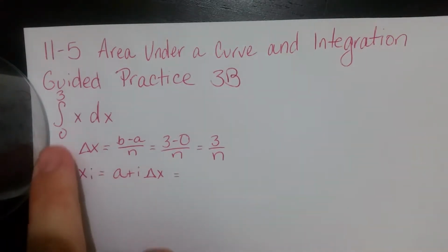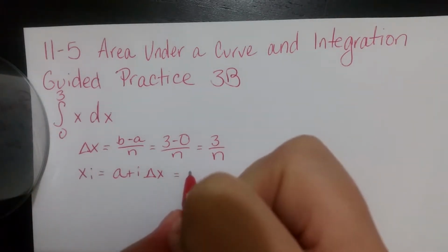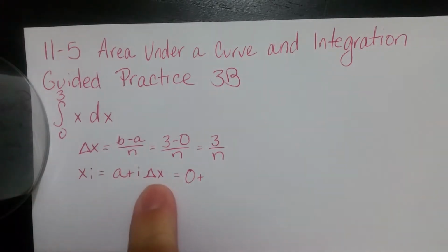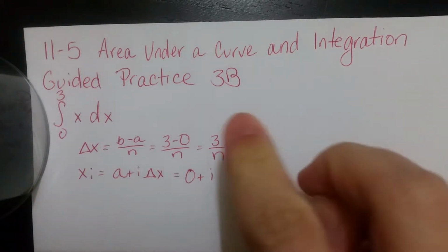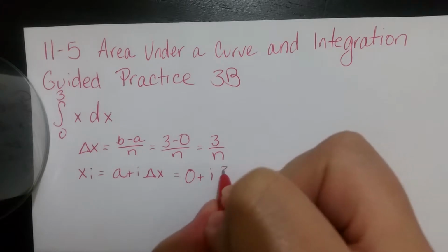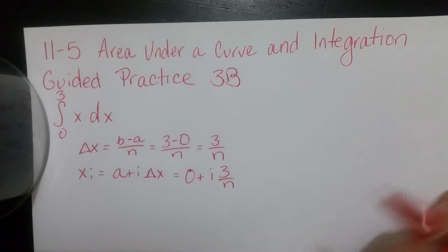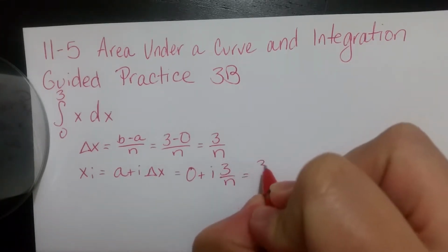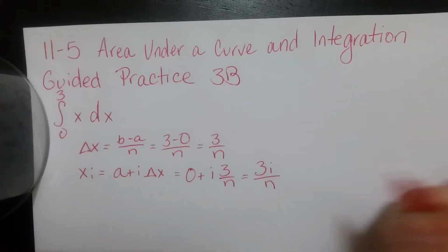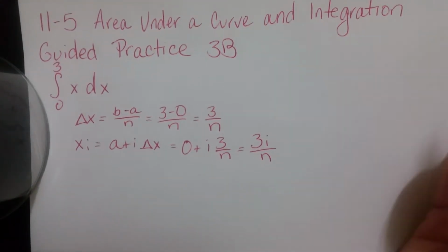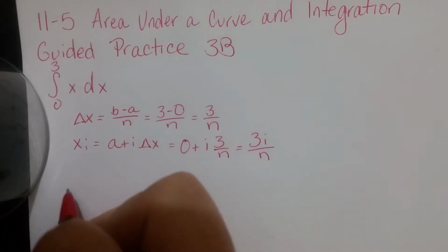A is the starting point, so that's going to be 0. And then i delta x, you have i, and then your delta x is this one here, which is 3 over n. And that looks a bit funny, so we'll just rewrite it as 3i over n. Okay? Alright, once you have these two, then you need to go to your rule.